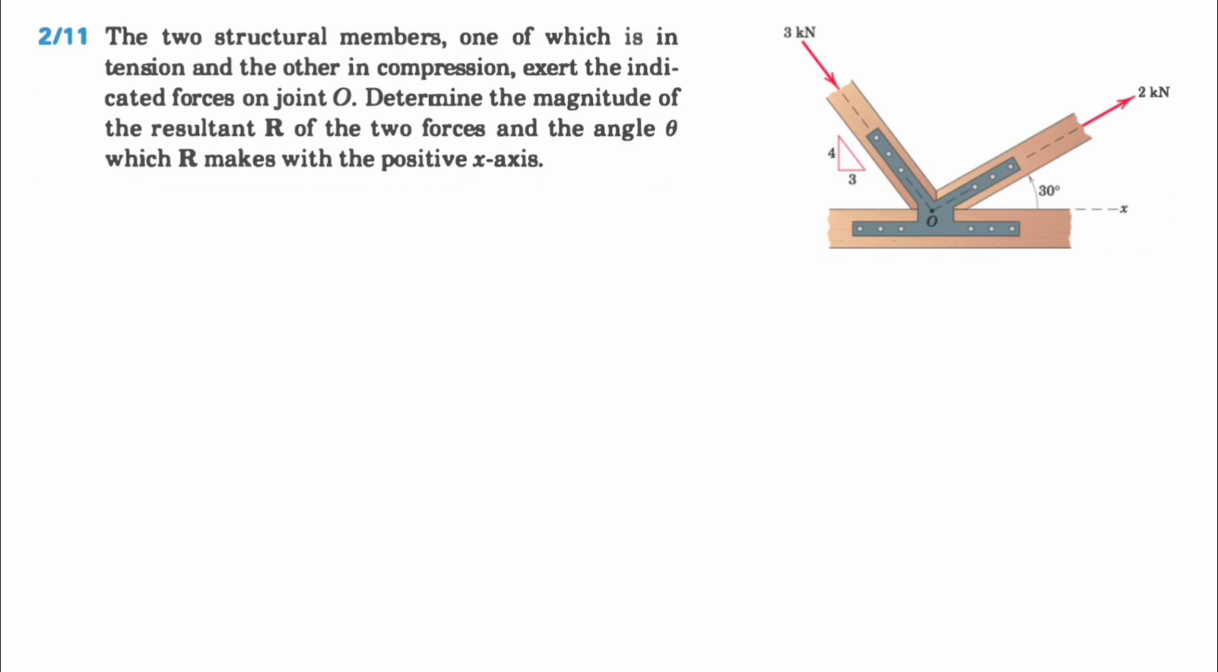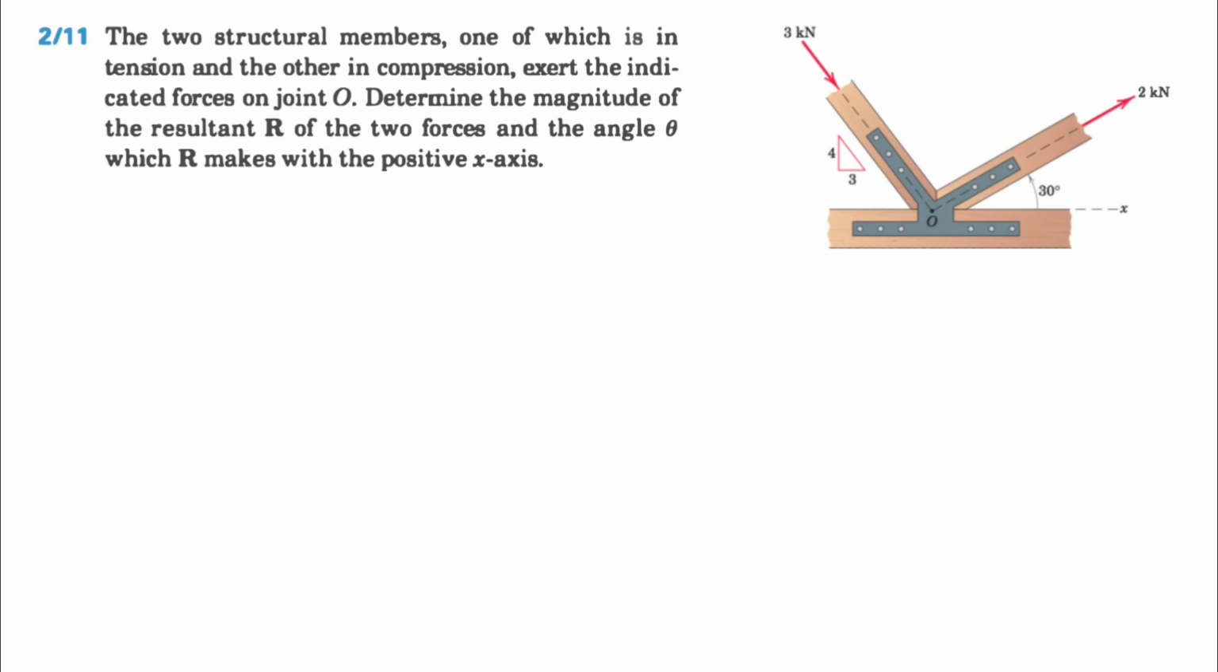We have two structural members, one of which is in tension and the other in compression, exerting the indicated forces on joint O. We need to determine the magnitude of the resultant R of the two forces and the angle theta, which R makes with the positive x-axis. So what we're going to do is take the sum of all forces in the x and y directions, and we have two different forces, each of which has both x and y components.